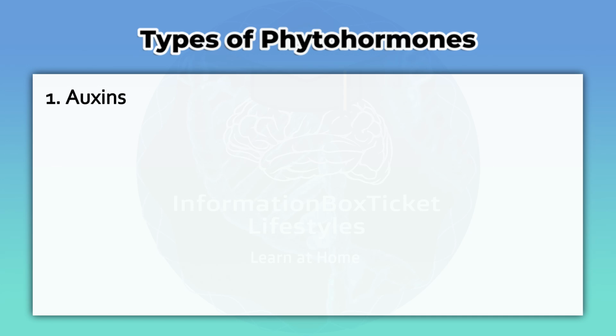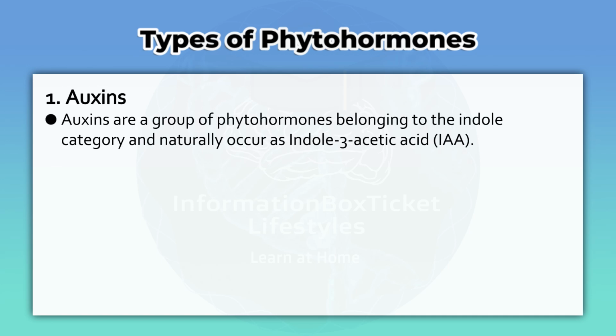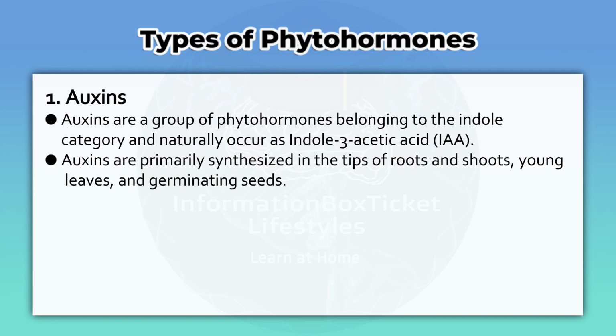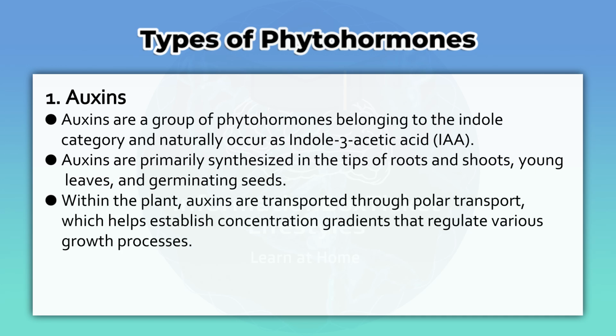1. Auxins. Auxins are a group of phytohormones belonging to the indole category and naturally occur as indole-3-acetic acid, IAA. Auxins are primarily synthesized in the tips of roots and shoots, young leaves, and germinating seeds. Within the plant, auxins are transported through polar transport, which helps establish concentration gradients that regulate various growth processes.